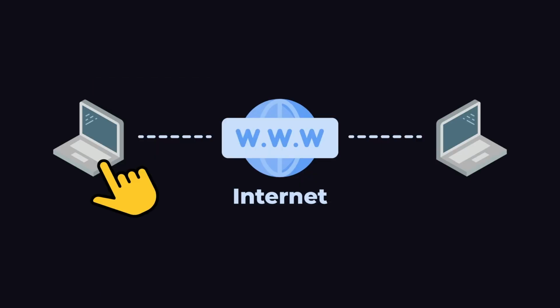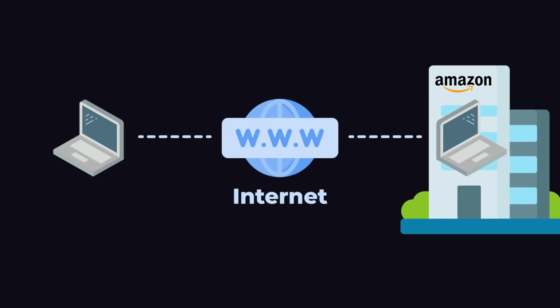Any computer that's connected to the internet, including your computer and my computer, can send a message across the internet to another computer that's also connected to the internet. So to simplify things, Amazon has a computer in their office building somewhere, and our computer is going to send a message containing our order to that Amazon computer. In this scenario, the computer that is sending the message is called the client, and the computer that is receiving the message is called the server.